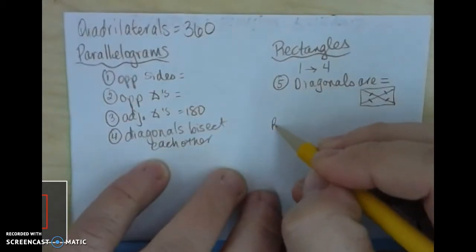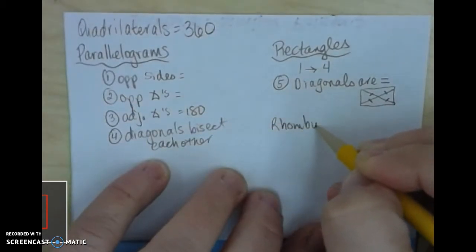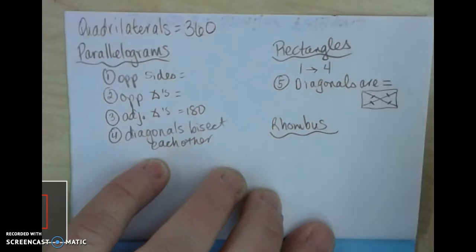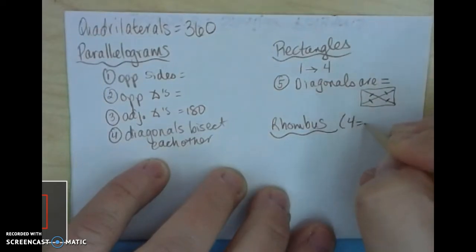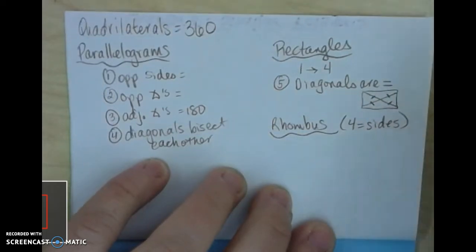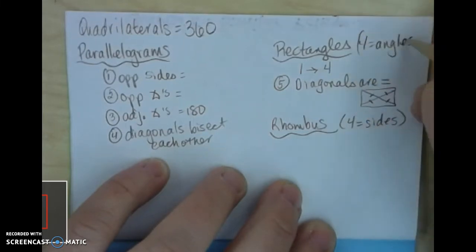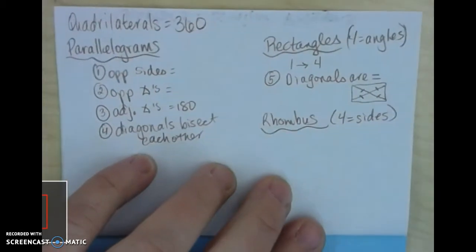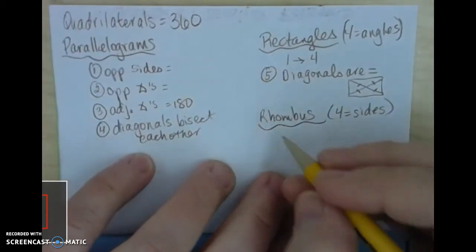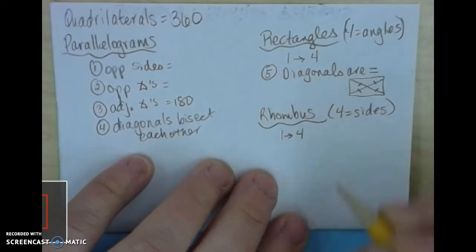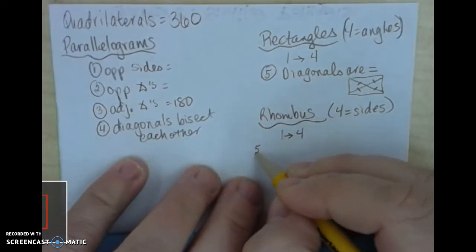The next shape we have is a rhombus. And a rhombus has 4 equal sides. I guess I should say what a rectangle is. And a rectangle has 4 equal angles. And those angles all happen to be right angles. And a rhombus, because a rhombus is a parallelogram, 1 through 4 still apply, but it has 2 additional rules.